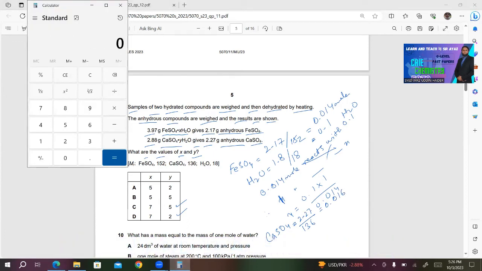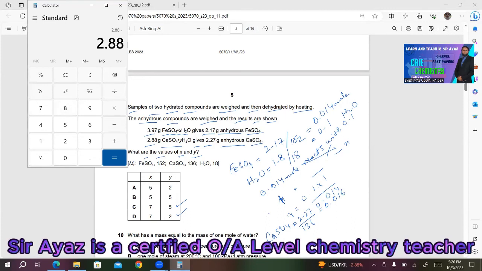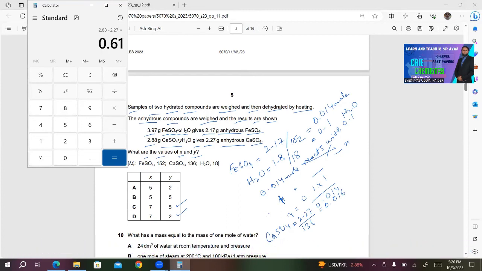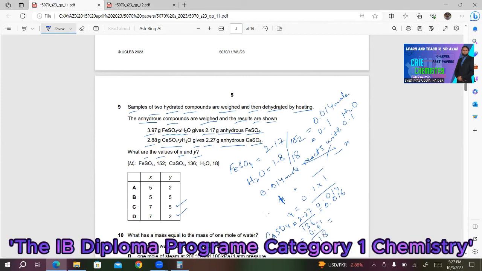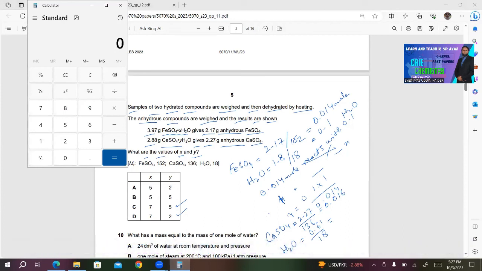What about water? In order to calculate the grams of water, we need to subtract 2.27 from 2.88. 2.88 minus 2.27 is 0.61. 0.61 is the gram for water. So I will divide 0.61 by 18, then I will get the moles of water. 0.61 divided by 18 is 0.033.